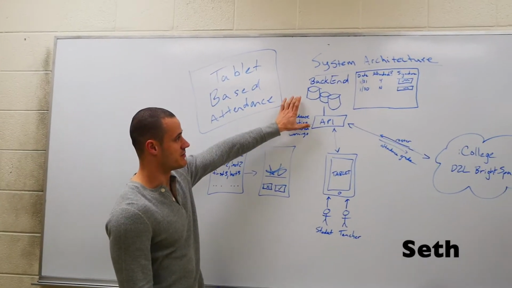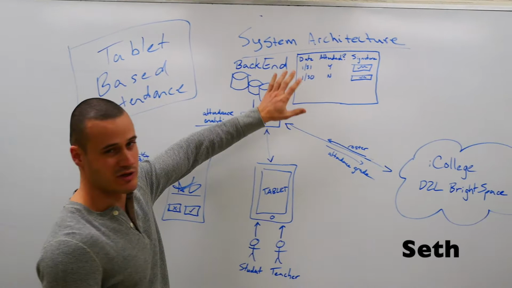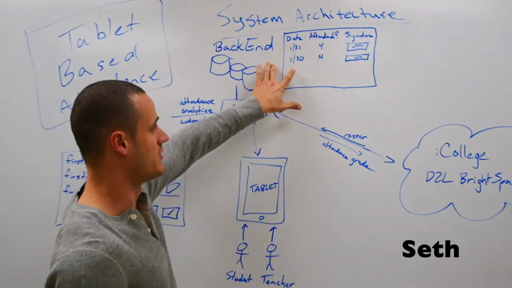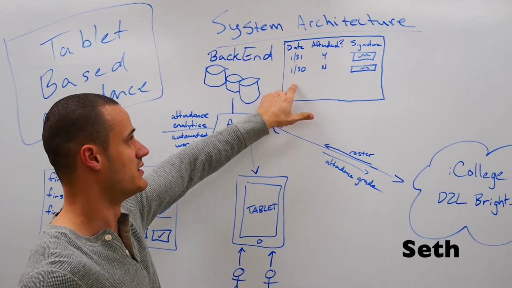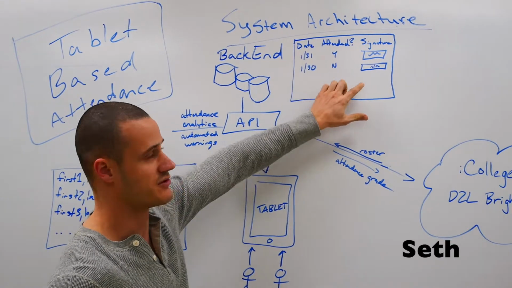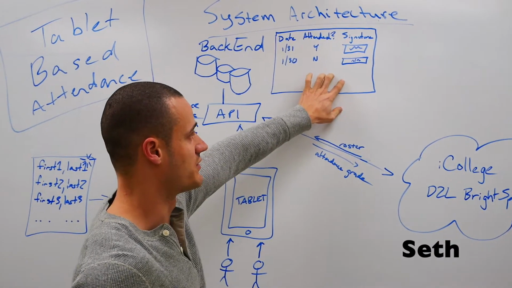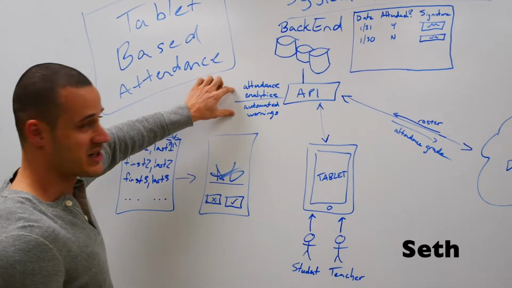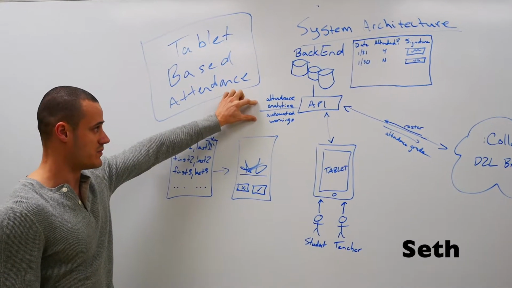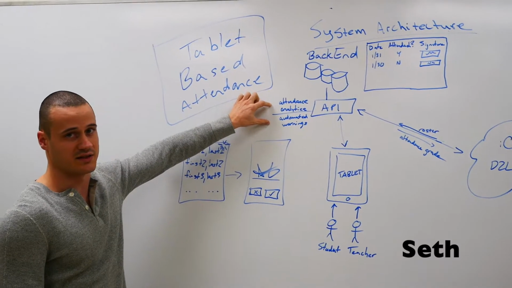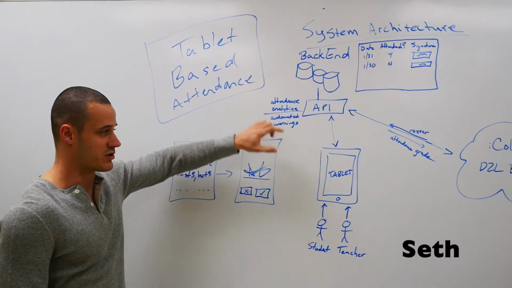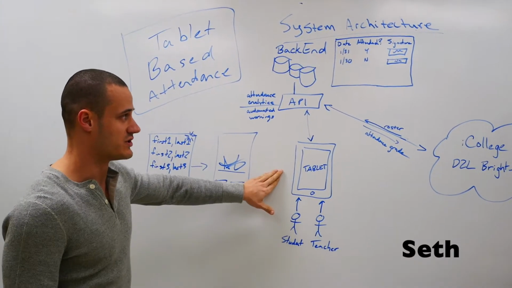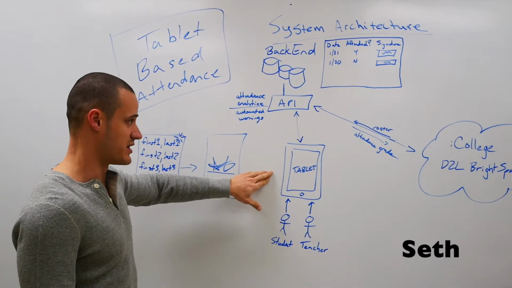Once we pass it to the back end, we're going to store it in roughly this format. The main things we want are the date, whether they attended or not, and their signature. So if there's any issue with fraud, the teacher can look at that. The API specifically, what we want to focus on is attendance analytics, and also automated warnings that get passed to the tablet so a student knows if they've missed too many classes and might be in danger of failing the class.